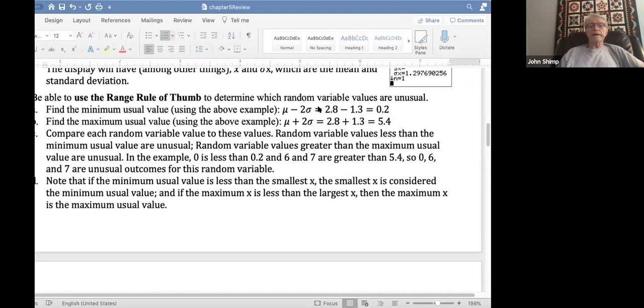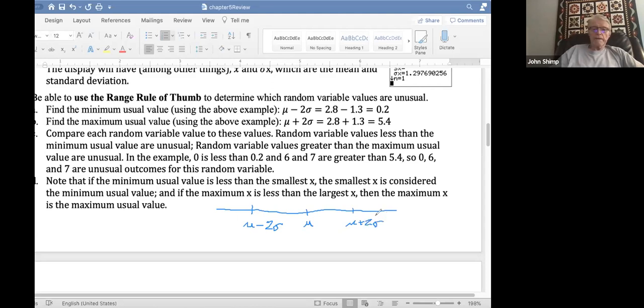So if we looked at it on the number line, it would look like this. Here's the number line. Here's the mean. Here is the mean minus 2 times the standard deviation. Here is the mean plus 2 times the standard deviation. And everything from here over to here would be usual. And anything out this way would be unusual. And anything out this way would be unusual. Okay, so everybody okay with this definition of usual and unusual using the range rule of thumb?